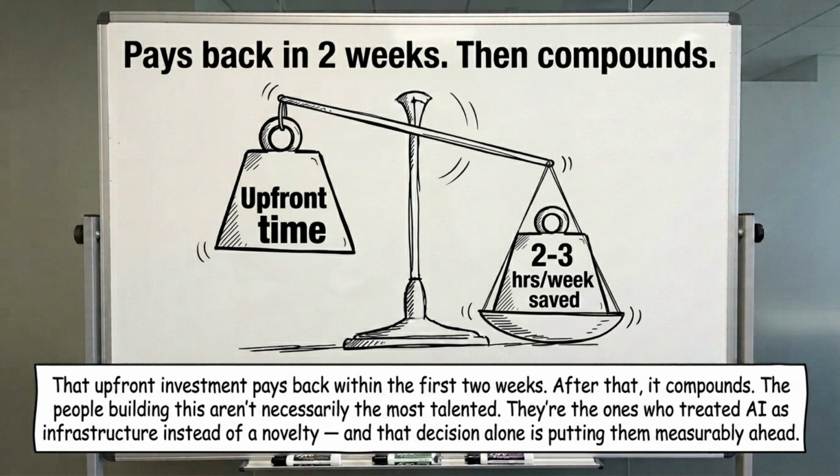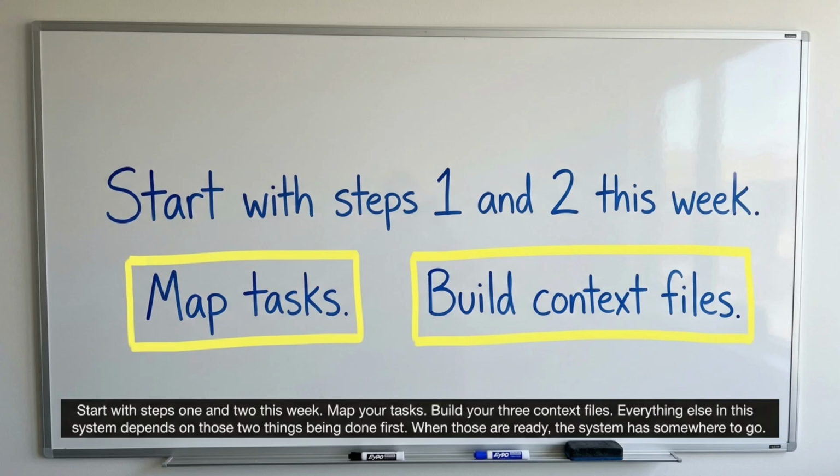After that, it compounds. The people building this aren't necessarily the most talented people in their field. They're the ones who treated AI as infrastructure instead of a novelty, and that decision alone is putting them measurably ahead. Start with steps 1 and 2 this week. Map your tasks, build your 3 context files. Everything else in this system depends on those 2 things being done first. When those are ready, the system has somewhere to go.